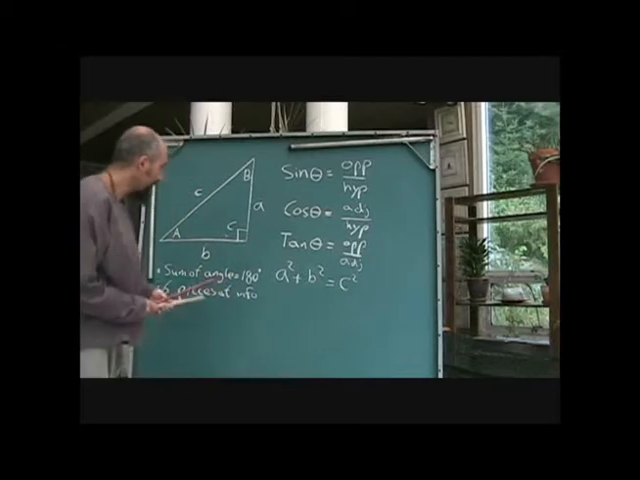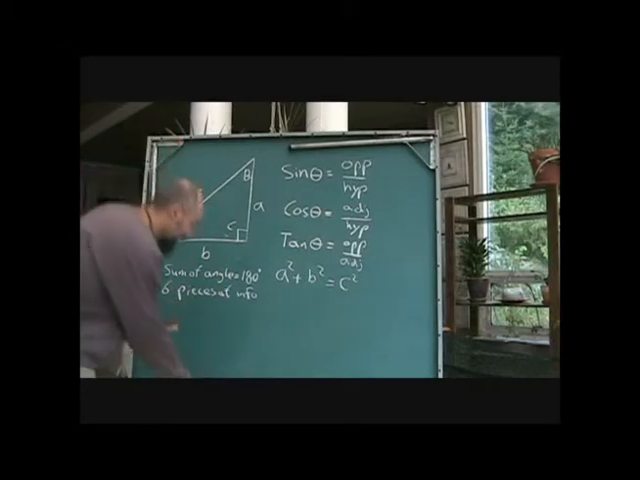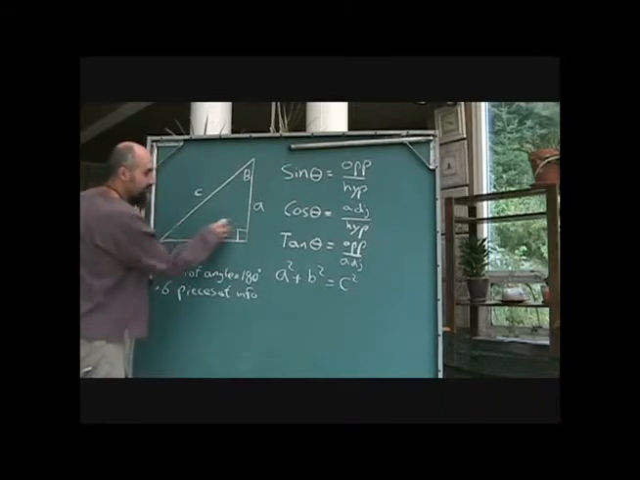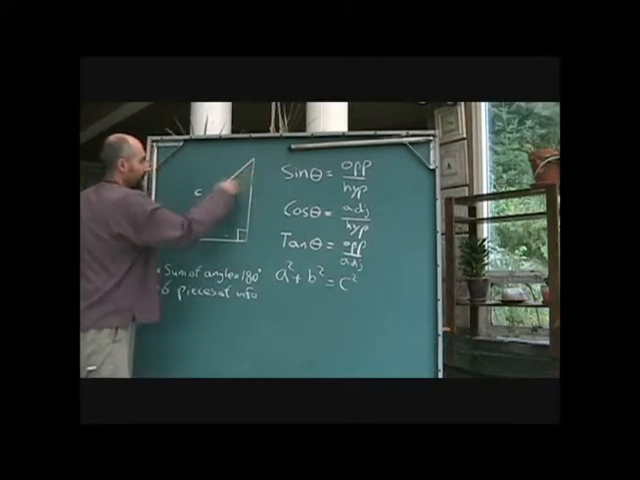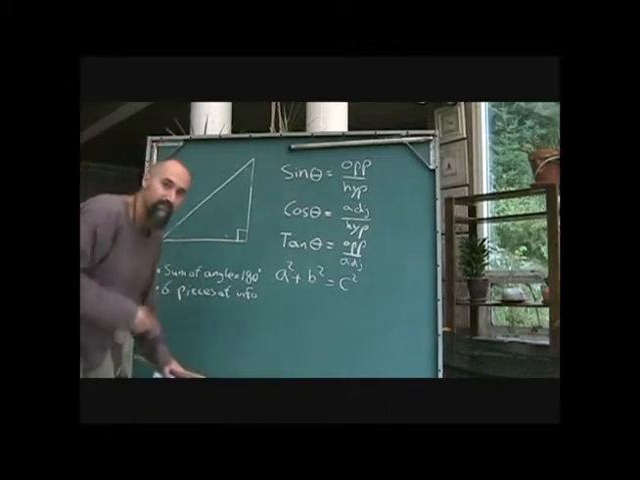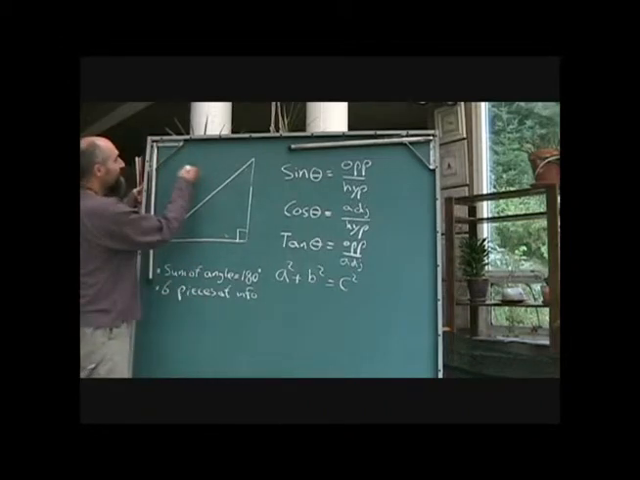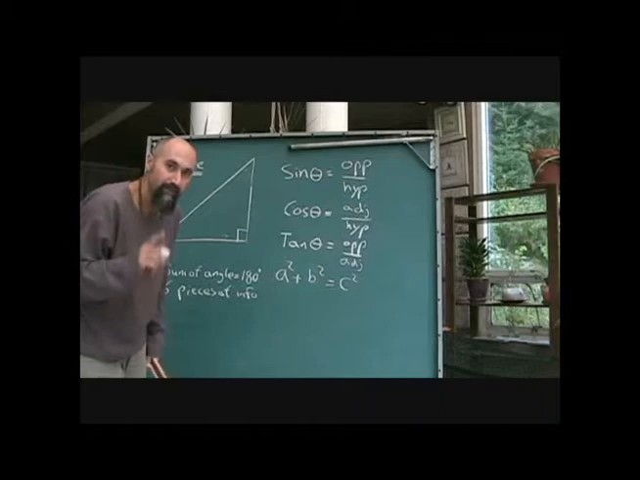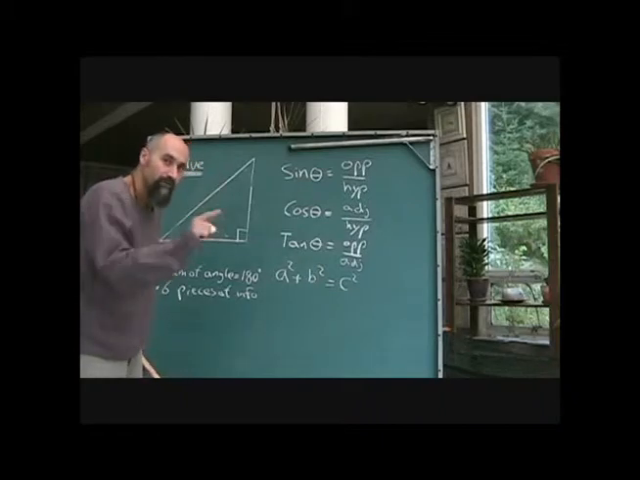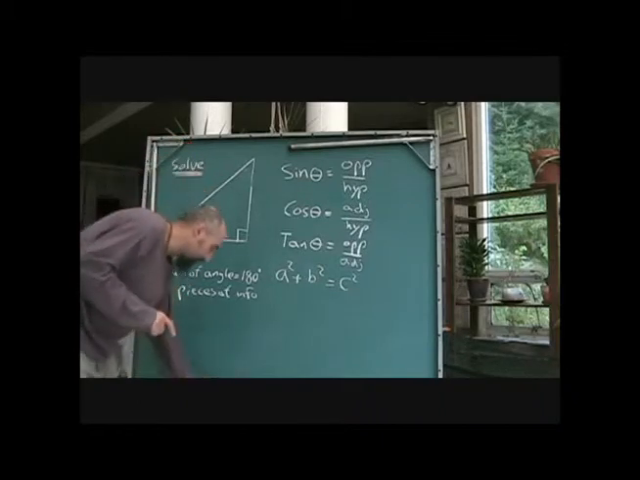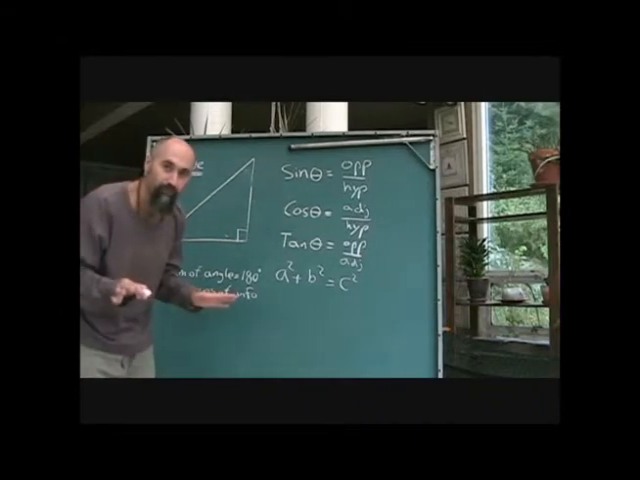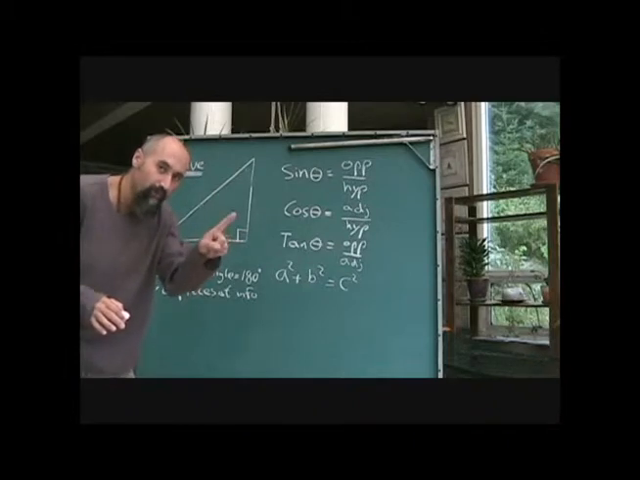So for example, let's change these to actual numbers and see how we're going to solve a triangle. One of the first things they do in math is give you a question and say, solve the triangle. When they say solve the triangle, they want you to find all the other sides and all the other angles. So for them to tell you to solve a triangle, they have to give you at least 3 pieces of info, one of them being a side.